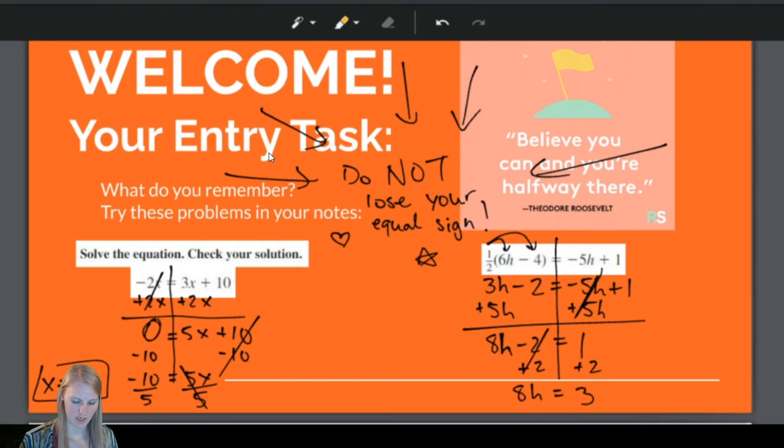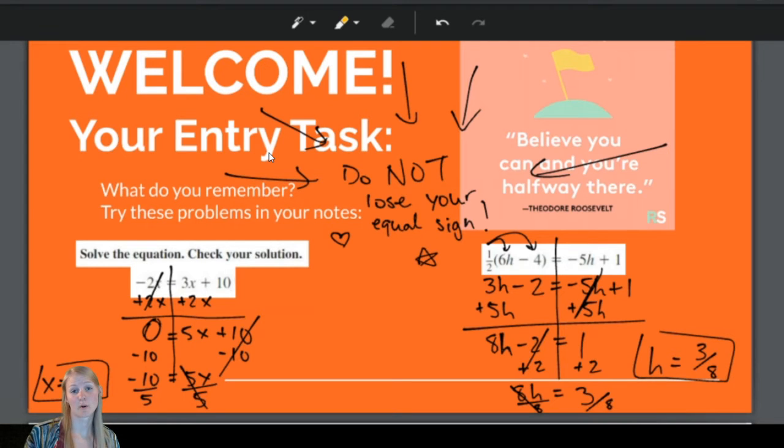And now, in order to get rid of the 8h, I need to divide by 8 on both sides. We're getting real teeny down there. All right, and now h equals 3/8.